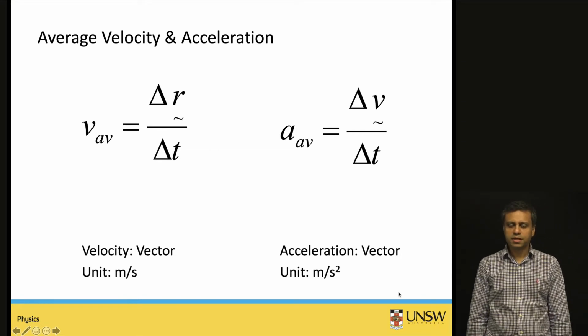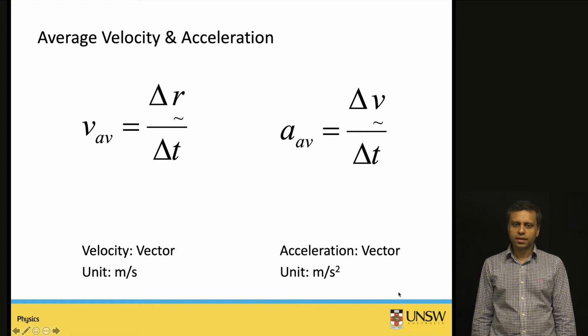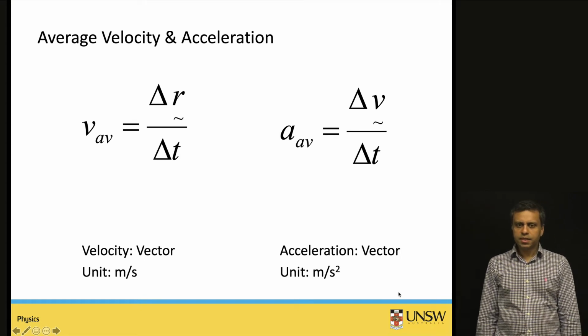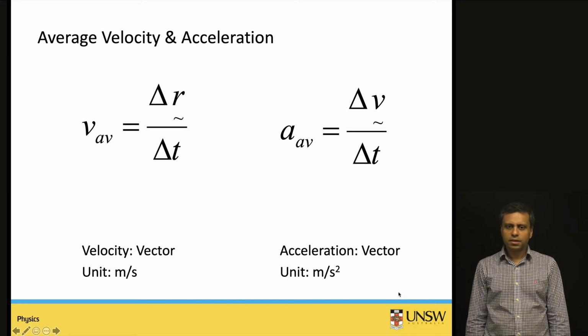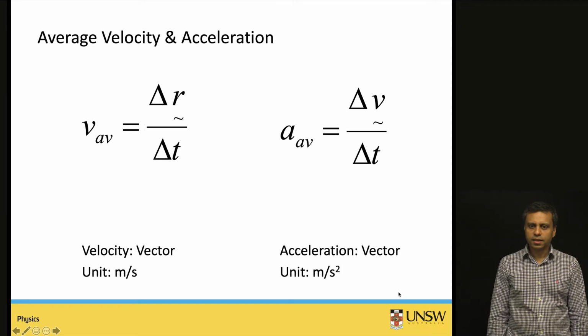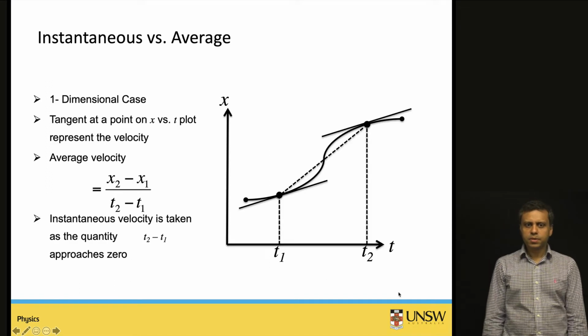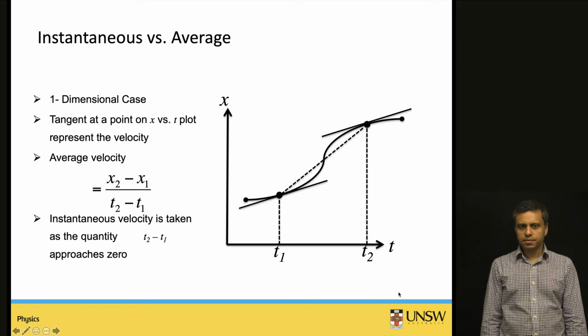So some velocity interval delta v over some time interval in which that change in velocity took place. And as you can see, acceleration is also a vector quantity. And from this equation here, you see that it has the units of meter per second square. So let us now distinguish between instantaneous and average quantities.